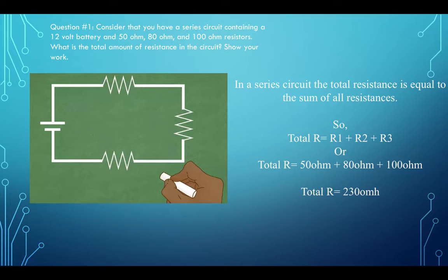So in a series circuit, the total resistance is equal to the sum of all resistances. So the total resistance is R1 plus R2 plus R3. In this case, it's 50 ohm plus 80 ohm plus 100 ohm, which equals a total resistance of 230 ohm.